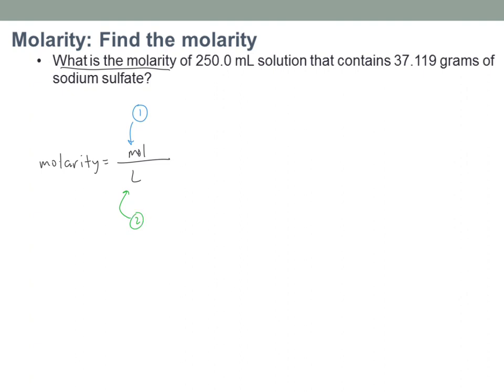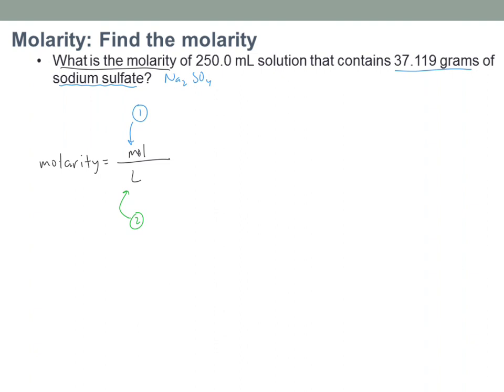But in this one, I don't have moles here. They give me grams of something, which is not moles, but I do know how to convert grams into moles as long as I know what this compound is, so sodium sulfate. If I remember back to what I know about sulfate, that is SO4 minus 2, then I'll remember that sodium sulfate must be Na2SO4. And in order to convert grams to moles, I need a molar mass.